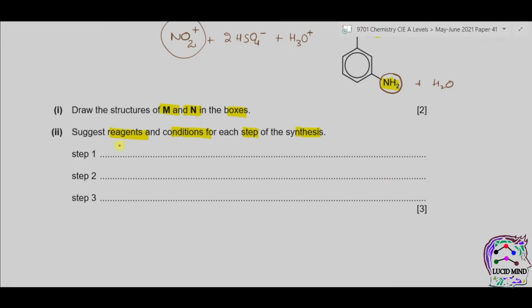We can write the reagents and conditions in these lines. In step 1, we used hot KMnO4. In step 2, we used concentrated sulfuric acid and concentrated nitric acid. In step 3, we used tin, concentrated HCl along with heat.